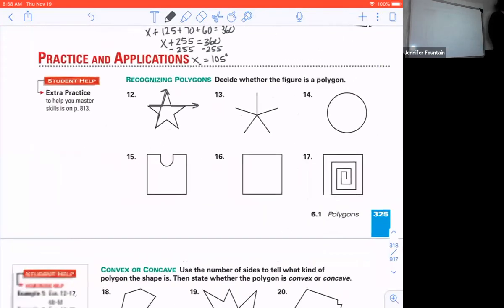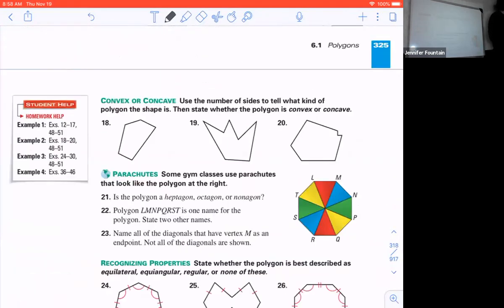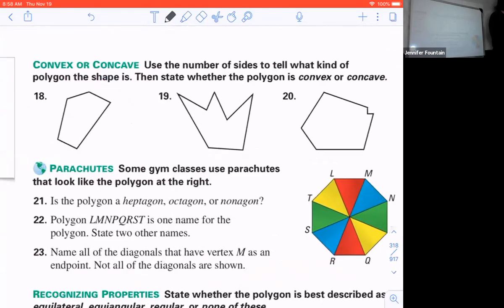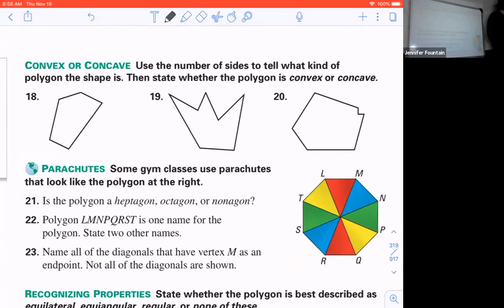Could we call a circle an n-gon? No, because remember, an n-gon has an unknown number of sides, and a circle doesn't have sides. All right, let's look at 16 through 20 real quick. Convex or concave? Number 18.